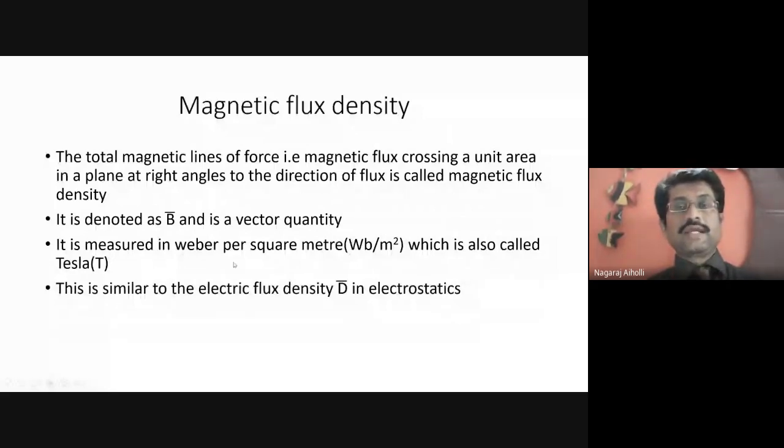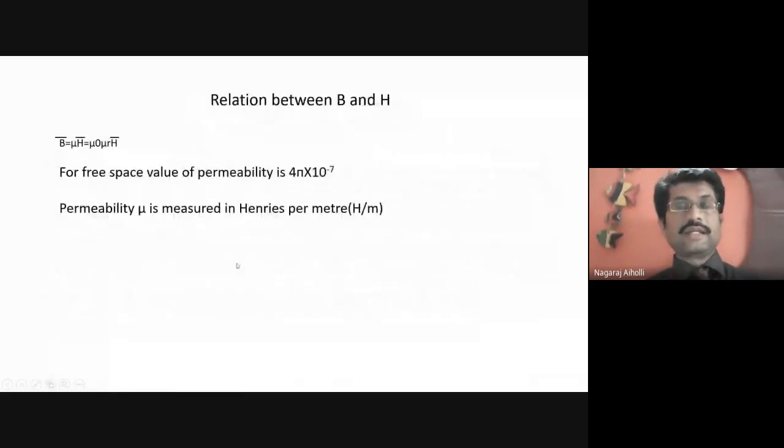Now, what is the relation between B and H? There is a particular relation between D and E. You are all very much familiar with it: D is equal to epsilon times E.